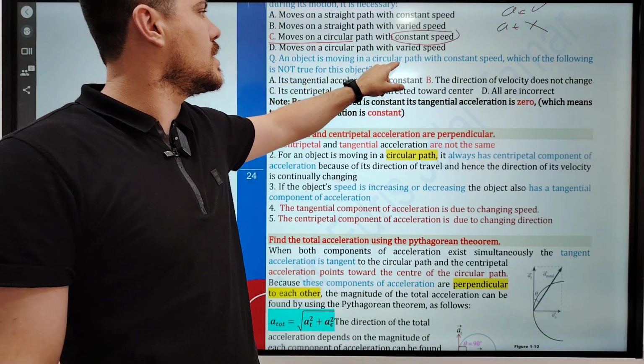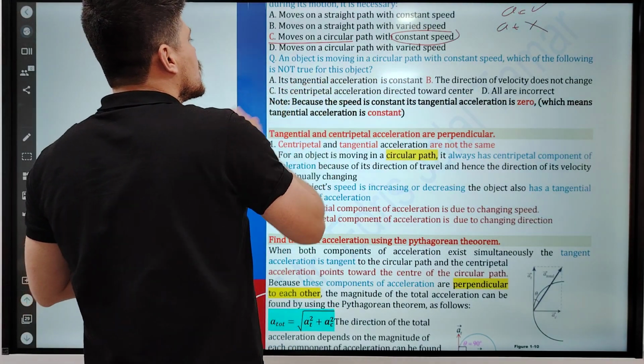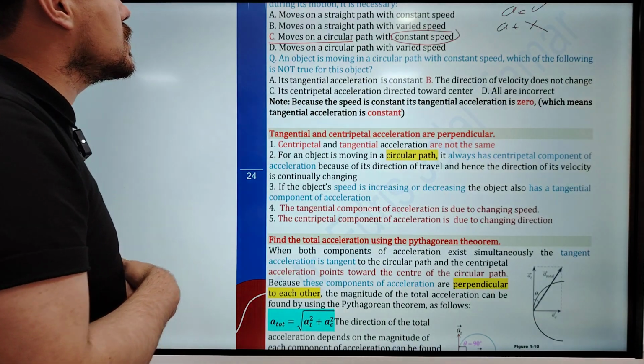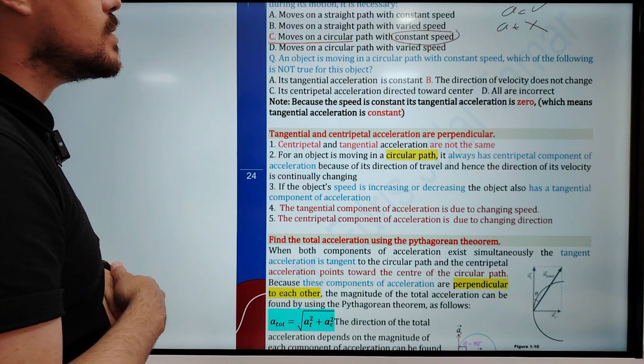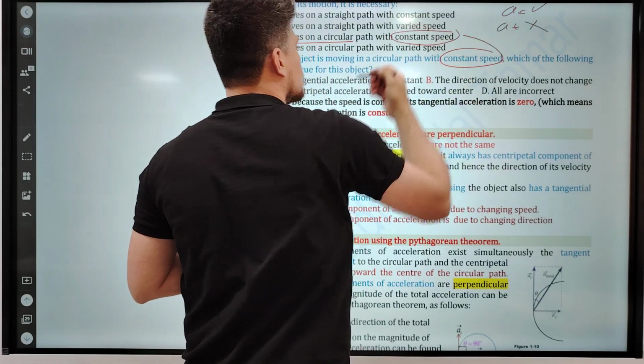An object is moving in a circular path at constant speed. Its tangential acceleration is constant. Tangential acceleration is constant? No, it is not constant. Tangential acceleration is 0. Why? Because it's a constant speed.